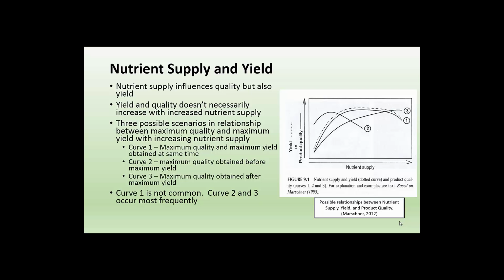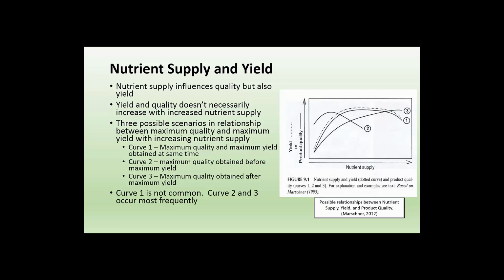It is important to note the relationship between nutrient supply and yield. While nutrient supply may influence quality traits, it also influences crop yield. However, yield and quality don't necessarily increase synchronously. In other words, increasing nutrient supply doesn't necessarily equate to both increasing yield and quality. There are three possible scenarios in the relationship between maximum quality and maximum yield with increasing nutrient supply.